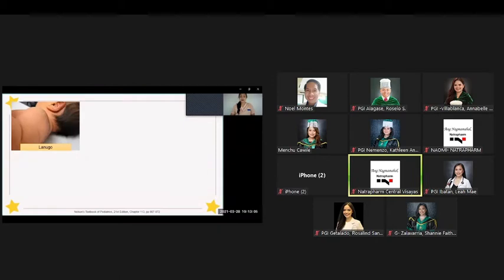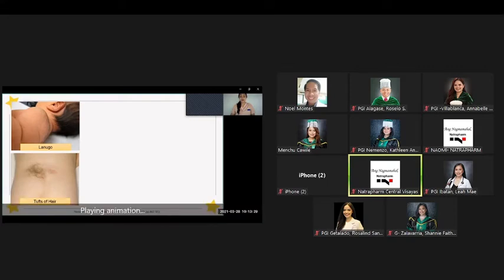To continue, the lanugo is a fine, soft, immature hair that frequently covers the scalp and brow, and also covers the face of premature infants. It is usually replaced by vellus hair in term infants. Also take note if there are tufts of hair over the lumbosacral region, which suggests an underlying abnormality such as spina bifida occulta, a sinus tract, or a tumor.